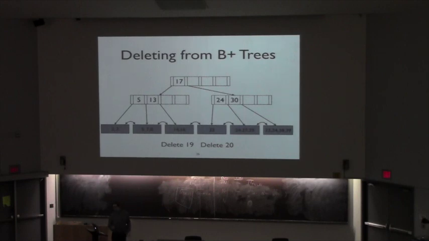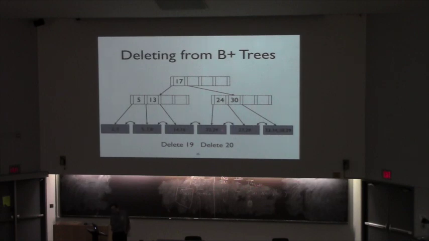Now, there's a couple of heuristics that you can use for this. The first one being that if one of the adjacent pages has content in it, you can pull content in from an adjacent page. In this case, the page on the right had three elements in it, so we can take 24 from there, the lowest element in that page, and we can shift it over.